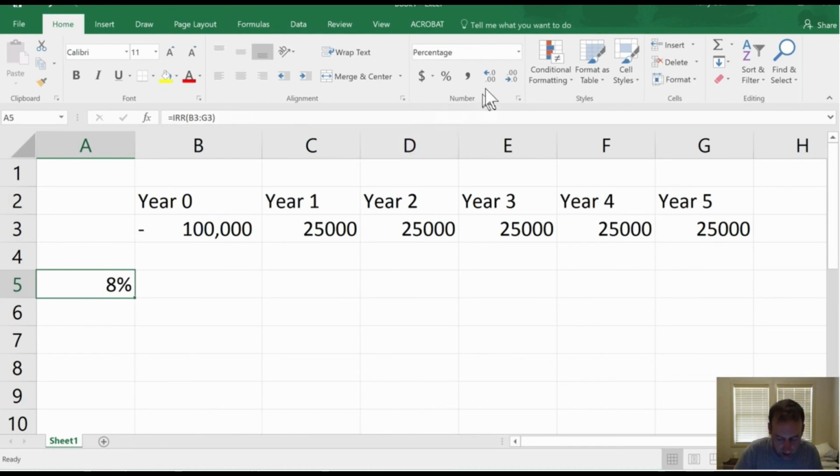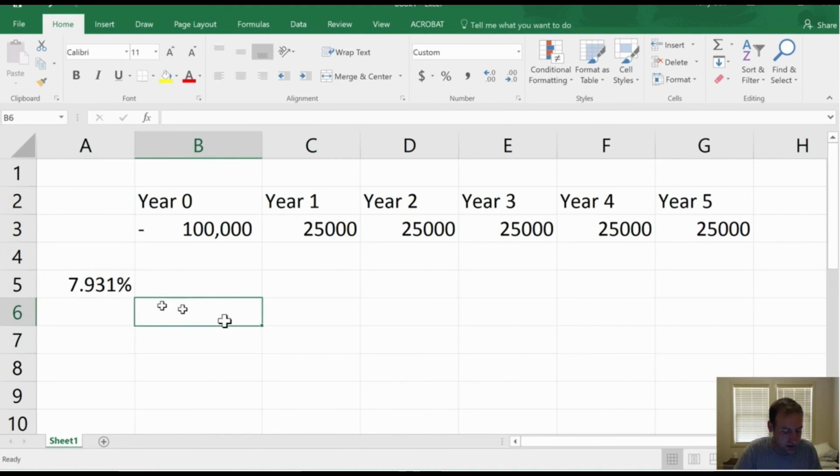You can see it's 8%, but it's 7.931. Well, it's really 9308, but 7.931%. There is my internal rate of return. I know this was a 9-minute video. Maybe I could have done it in 5 seconds and said just equals IRR bracket, but I just kind of wanted to show you how the internal rate of return was calculated, what the computer was doing behind the scenes.